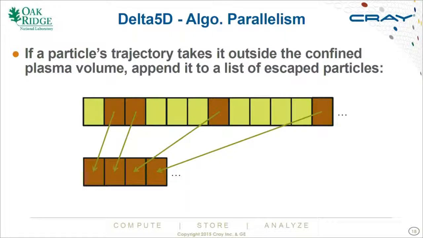So really what this calculation is doing is we're just going through a list of particles, checking to see if this particle has escaped a particular confined plasma volume and appending it to a list of escaped particles. So it's a simple append operation.